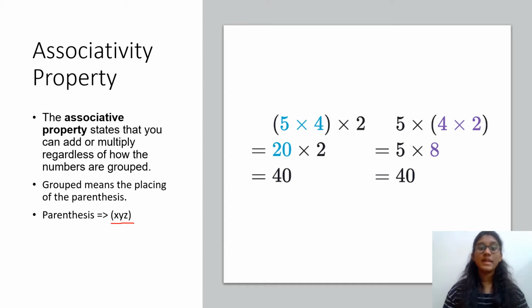Here in the example, you've got 5 into 4 into 2, where 5 and 4 are under the parentheses. And here you've got 5 into 4 into 2, where 4 and 2 are in the parentheses. When you simplify them, you get the same answer, which is 40. Therefore, we've already proven that multiplication is closed under the associativity property.